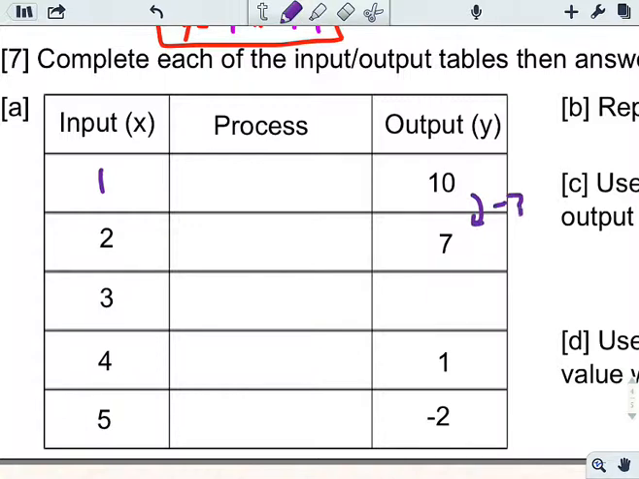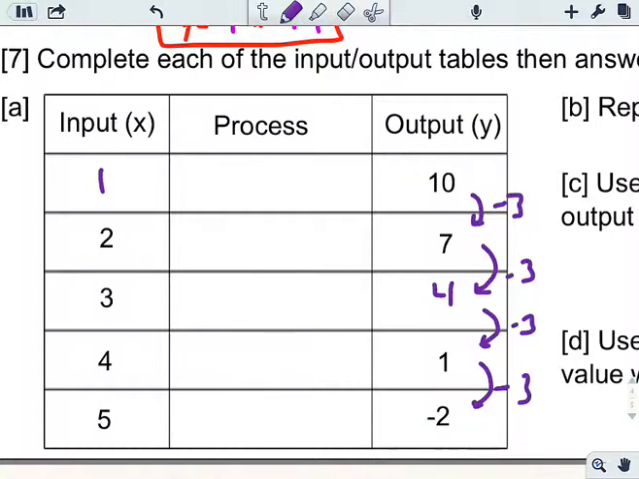10 to 7 should be a negative 3. And if this is a negative 3, that will take it down to 4. Minus 3 again, I do take it to 1. Minus 3 again, negative 2. So it looks like the minus 3 going down is actually going to work out.